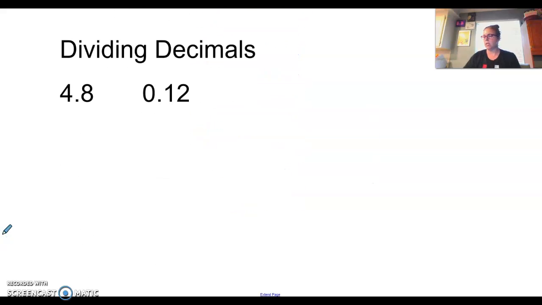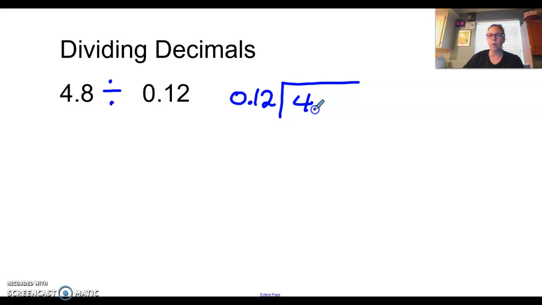Dividing decimals. So if it was 4.8 divided by 0.12. The hardest part is to remember, in elementary, we made the house. Well, this is 4.8 divided by 0.12. So it looks like this is on the outside of the house and the 4.8 is on the inside. Now, what's really important to know is when you put this in your calculator, you just go left to right. 4.8 divided by 0.12. You have to put the 4.8 in first.